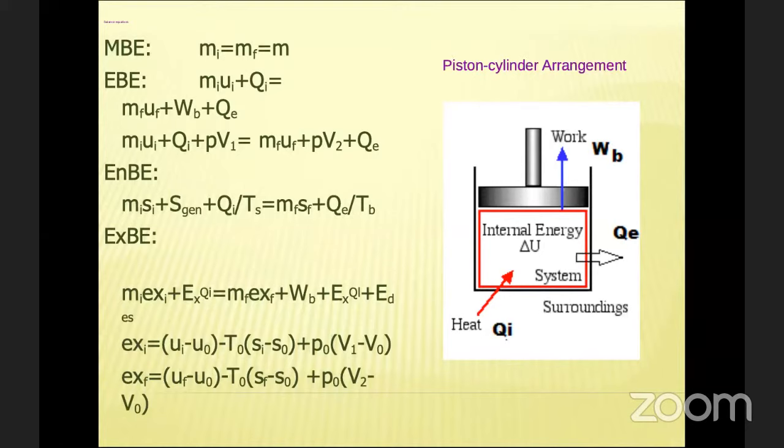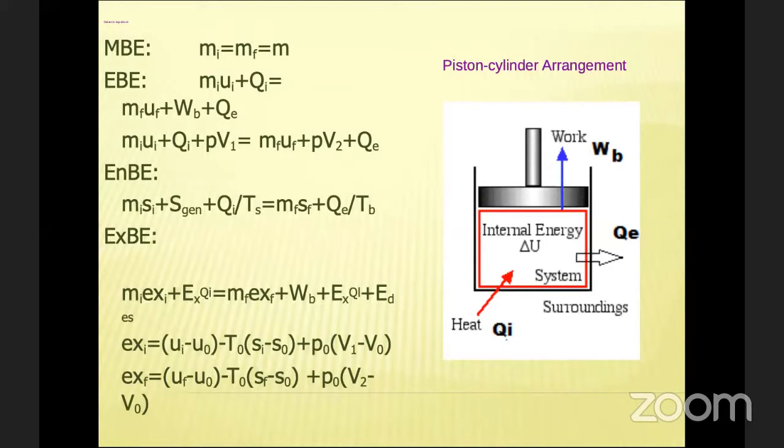Next comes the entropy balance equation. As I already told, I'm writing the entropy balance equation from the energy balance equation. I'm just replacing U by S: Mi Si, that is initial entropy, plus because of this change there will be entropy generated, S gen, plus Q is entering the system at a temperature Ts. Because we know that for irreversibility, one of the reasons is heat transfer. So Qi by Ts, these are all the inputs of entropy. This is equal to, what will be the changes in the entropy? Mf Sf within the system, plus crossing the boundary is Qe by Tb. This is the entropy balance equation.